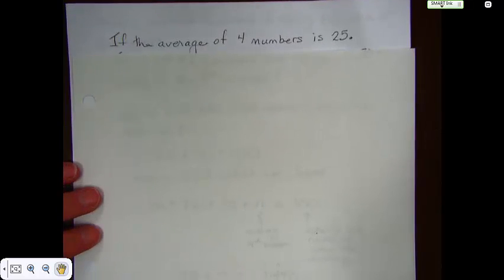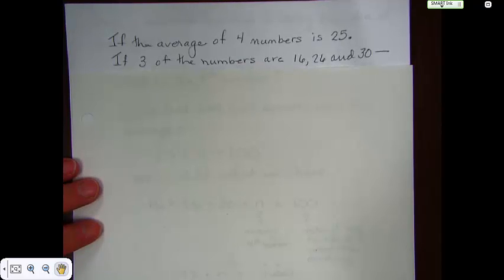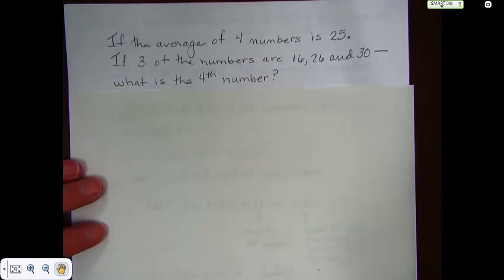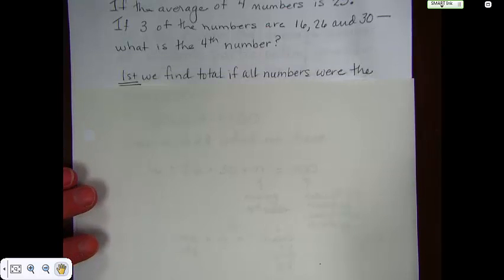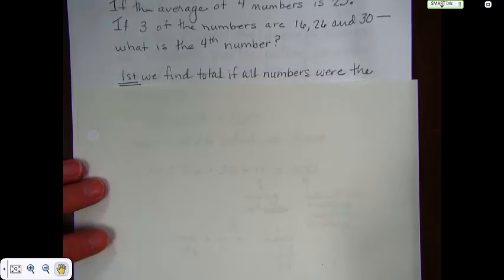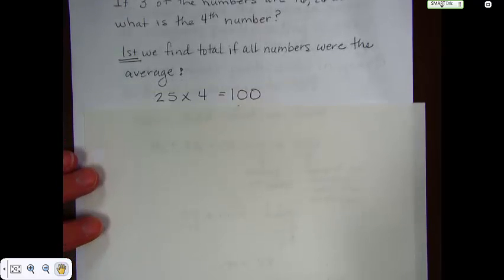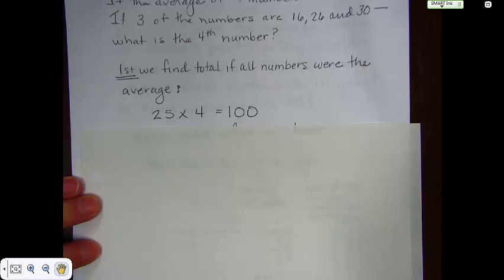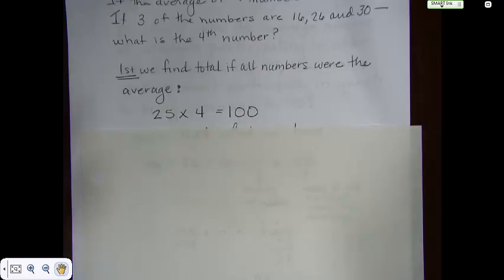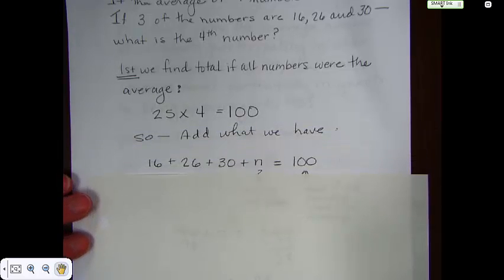That's our sum. However, that's not exactly what we're looking for here. Close, but not exactly. If 3 of the numbers are 16, 26, and 30, oh, they gave us 3 of the numbers. Wonderful. Didn't give us the 4th one, though. What is the 4th number? Well, that's pretty easy. First, we find if all the numbers were the same, 25 times 4, it's 100. We have 16, 26, and 30. We're looking for the 4th number. So, probably makes sense. Let's just add what we have together.